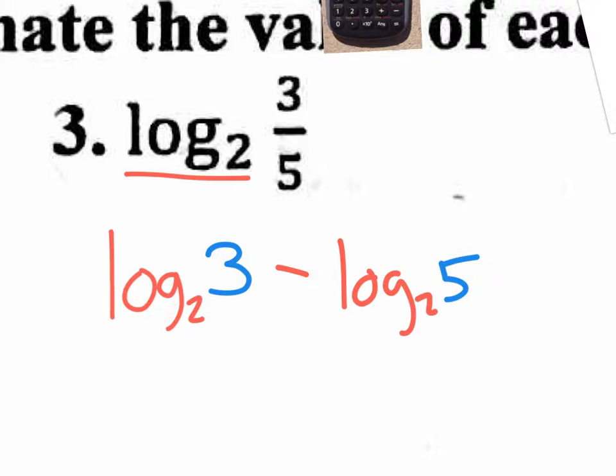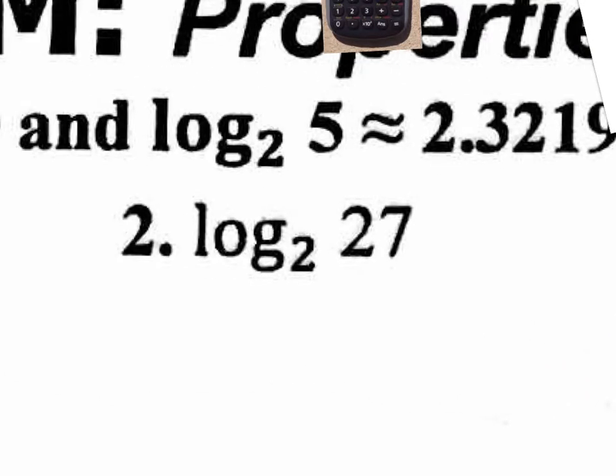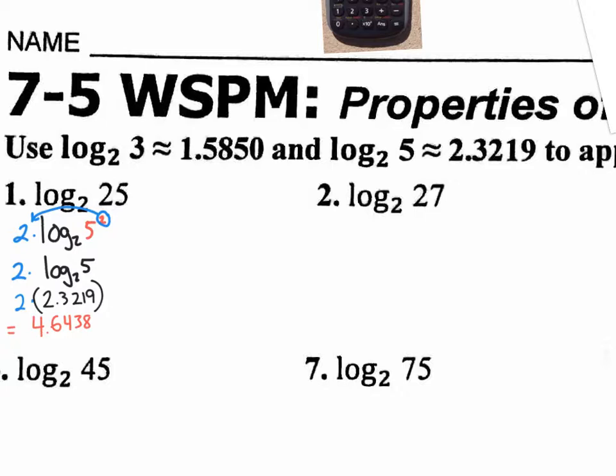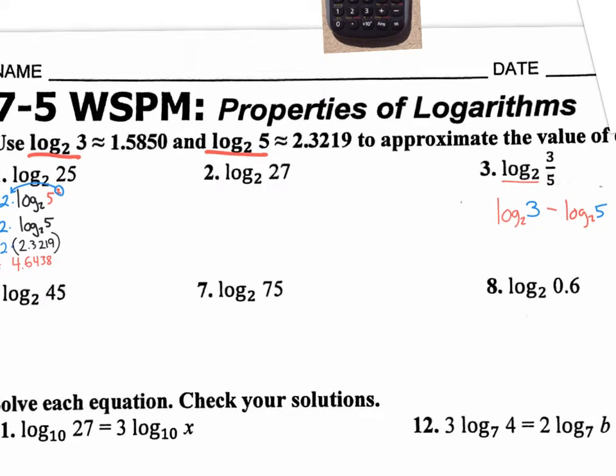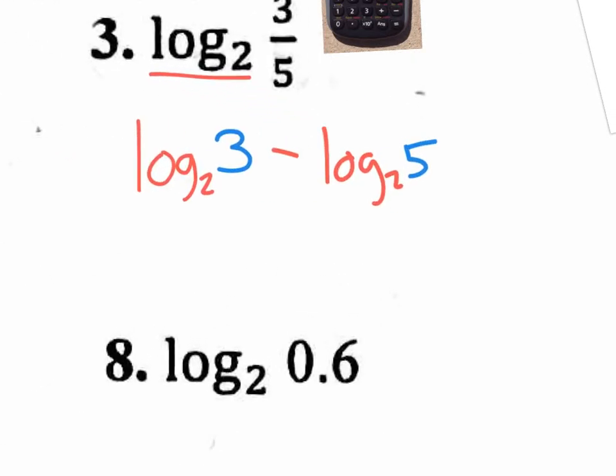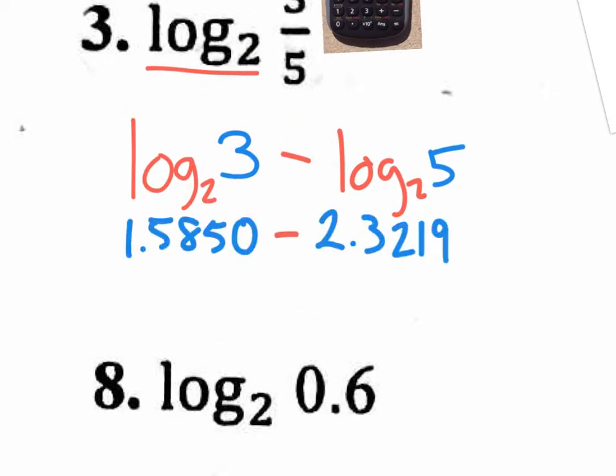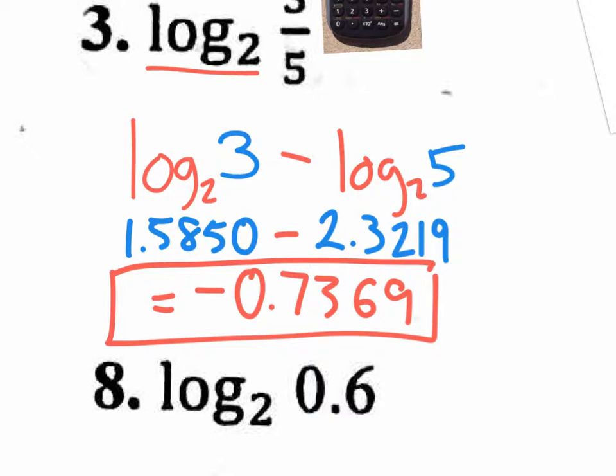But wait a minute, I do know log base 2 of 5, and I do know log base 2 of 3. Why? Because they give that to us in our instructions. They tell us log base 2 of 3 is that, and log base 2 of 5 is that. So all we got to do, since they give us those values, is replace log base 2 of 3 with the decimal 1.5850 and replace log base 2 of 5 with 2.3219. So let's do that. Let's replace them with the decimals. So I really have these values, 1.5850 take away 2.3219, and let's do that on a calculator and we'll get, so there is our final answer.